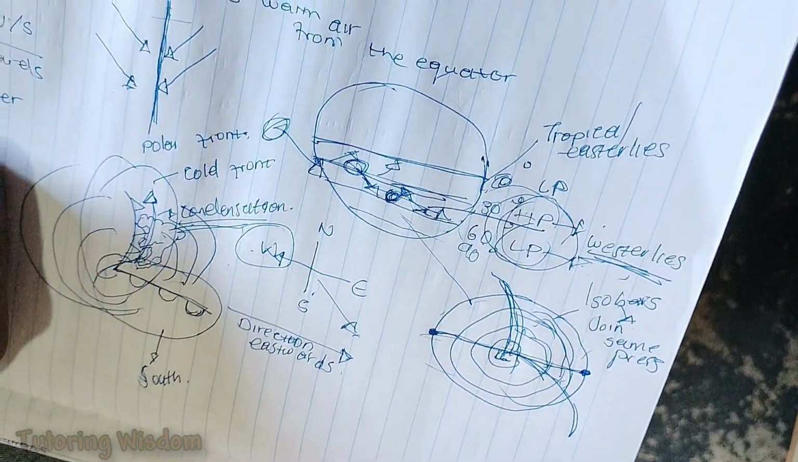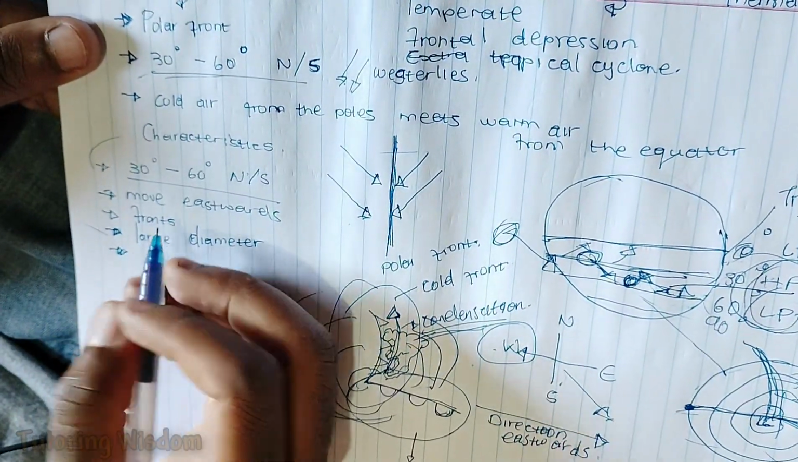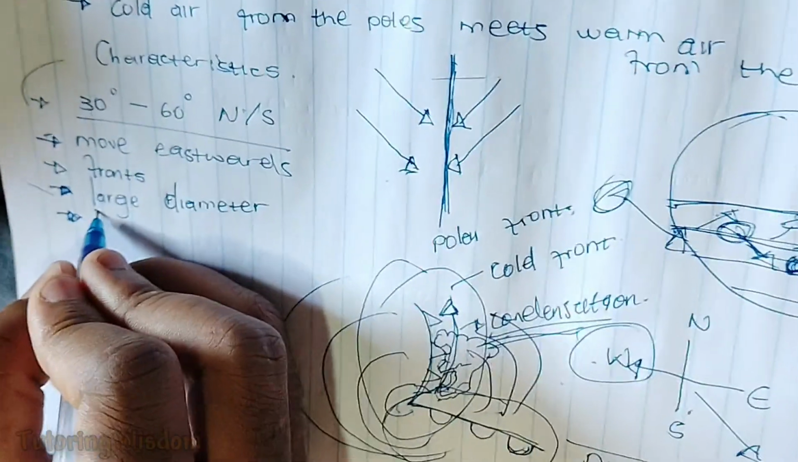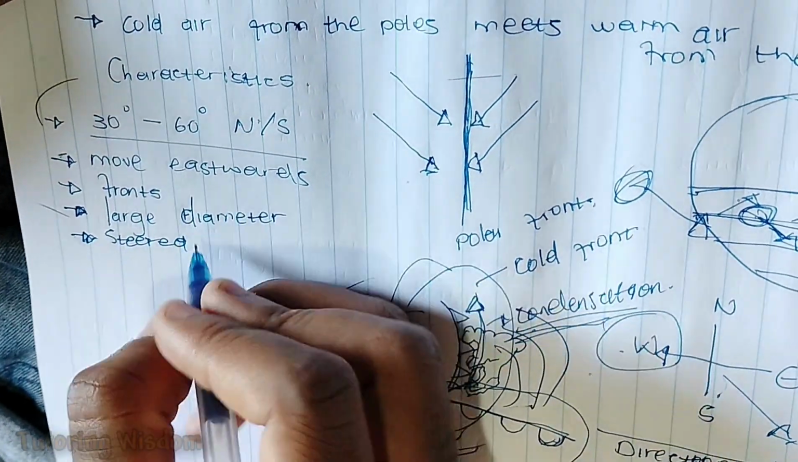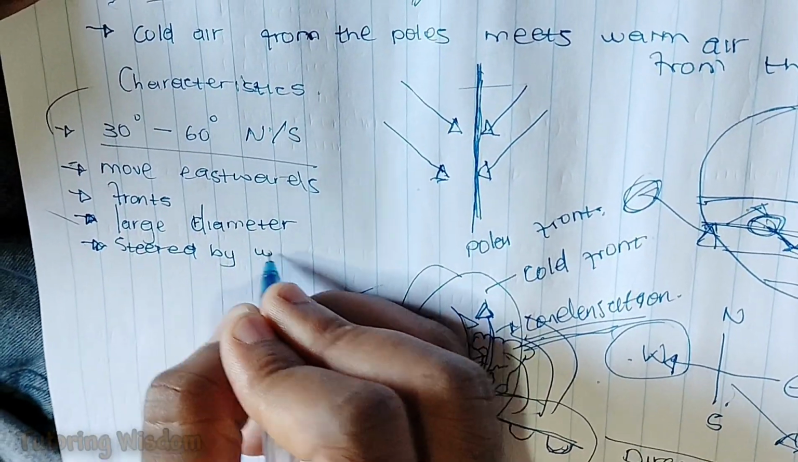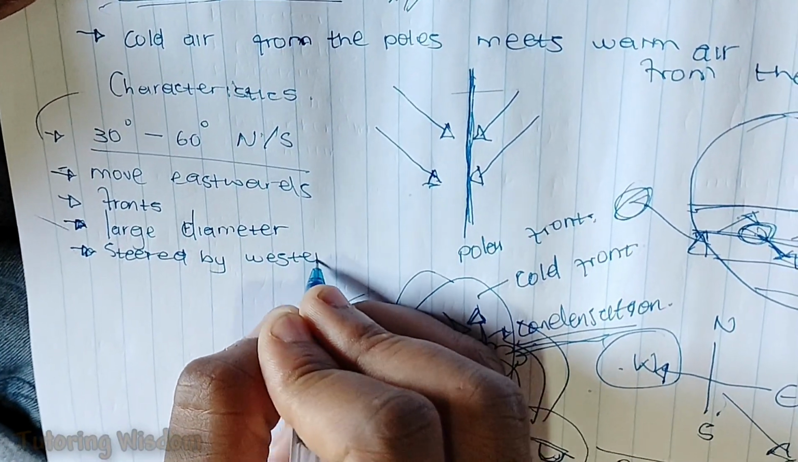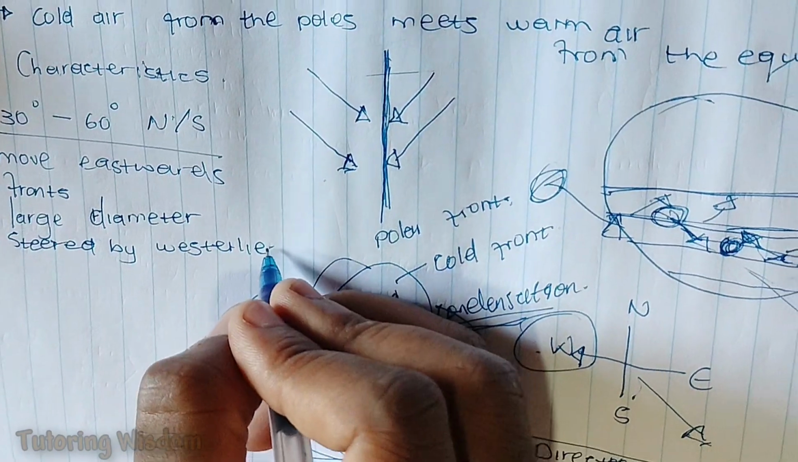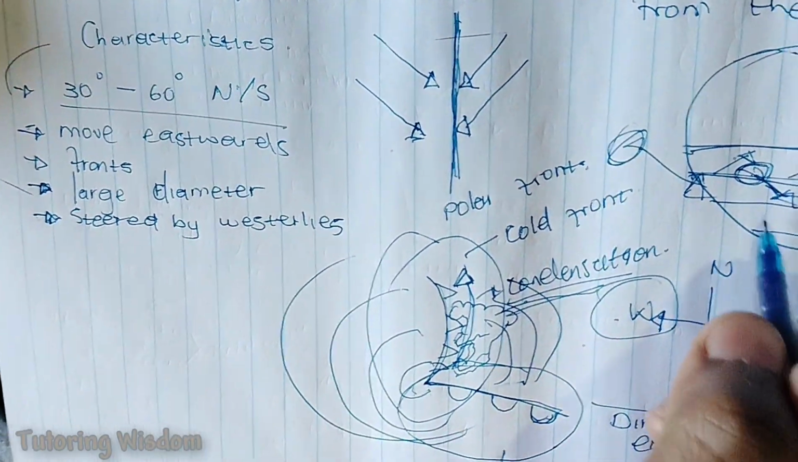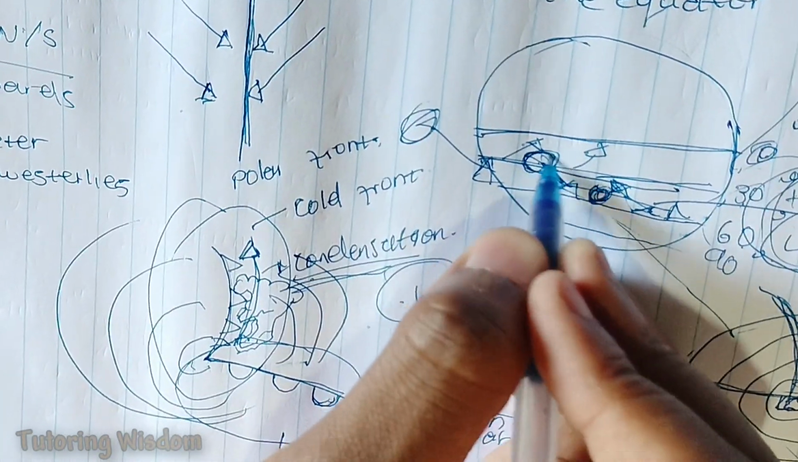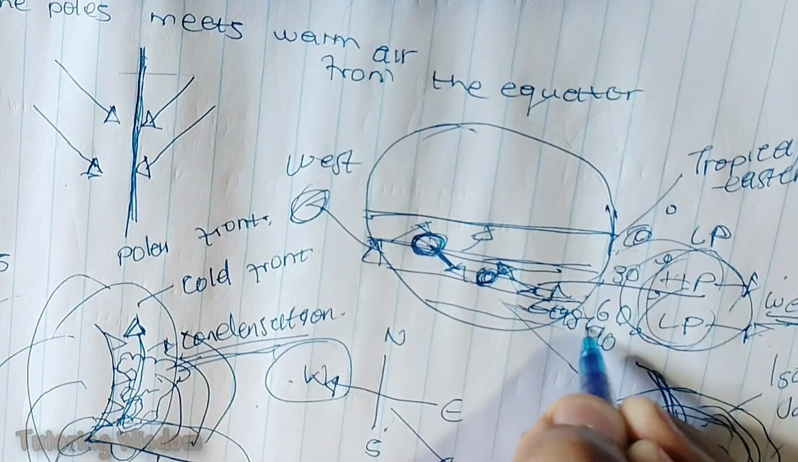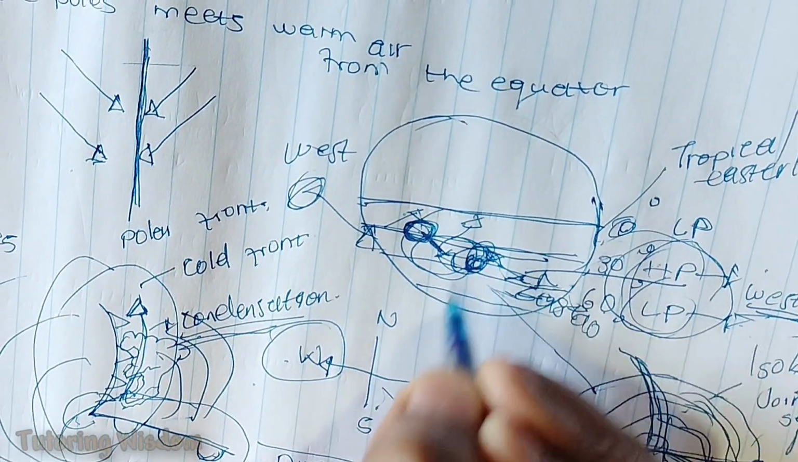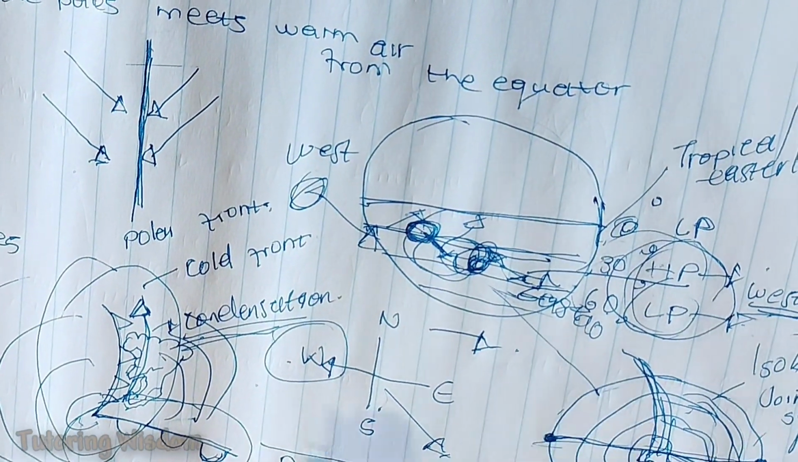Now to the next characteristic, which is they are steered, as we've already talked about, by westerlies. So this is what we were talking about, that they are being pushed by these winds moving from the west to the east, right? Which pushes a mid-latitude cyclone eastwards.